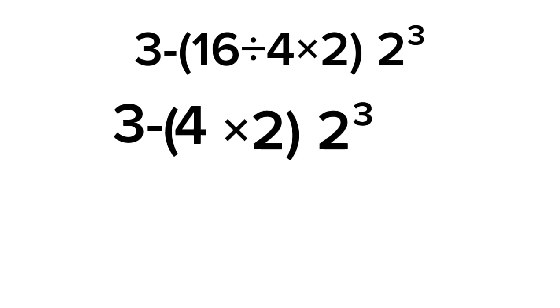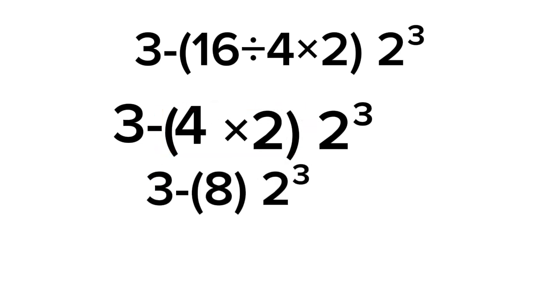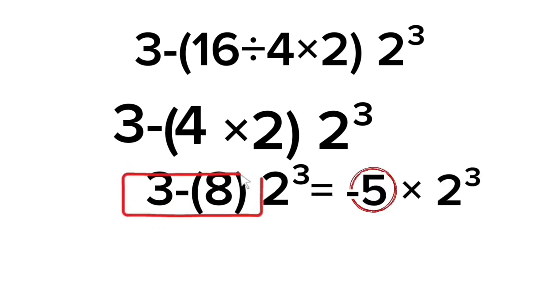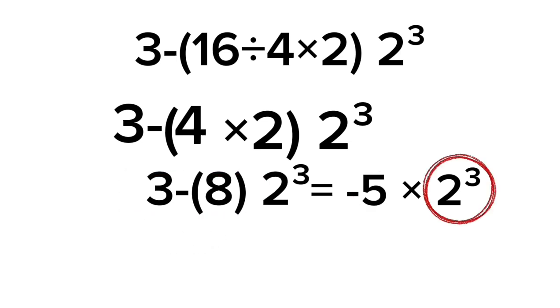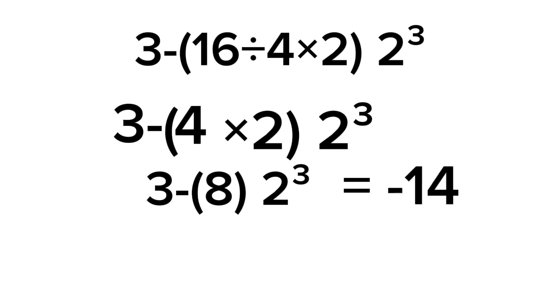In the next step, they go for the multiplication between 4 and 2 and write this expression as 3 minus 8 times 2 cubed. Then they go for the subtraction between 3 and 8, and instead of this expression, they write minus 5 times 2 cubed. In the final step, they go to the exponent, and instead of this expression, they write minus 5 times 8, which finally gives them the answer minus 40. However, this answer is absolutely wrong.